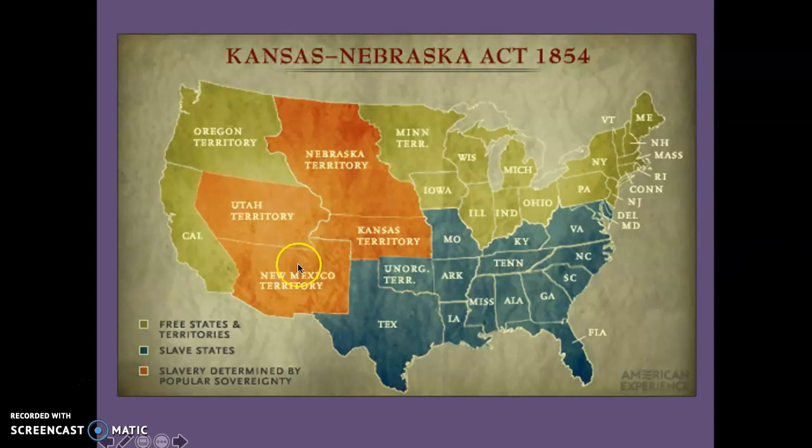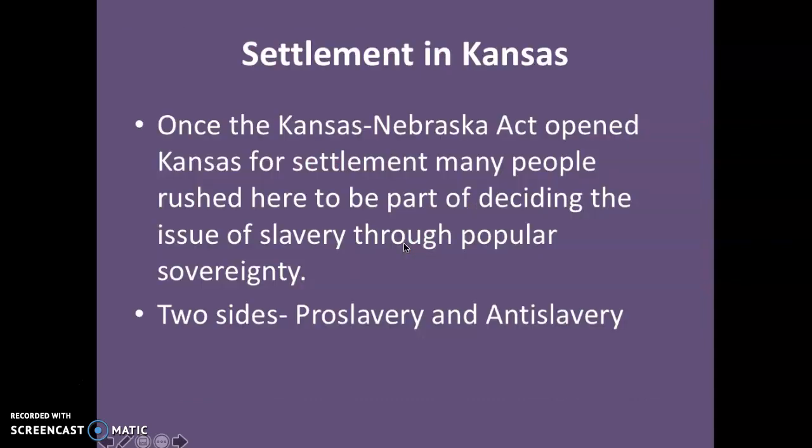These four territories opening up here with the possibility of slavery going west was a major focus of elections and debate within Congress, but it all kind of comes down to the Kansas territory. So when that territory is open, we see a lot of people rushing here, both pro-slavery and anti-slavery, wanting to be part of this decision.